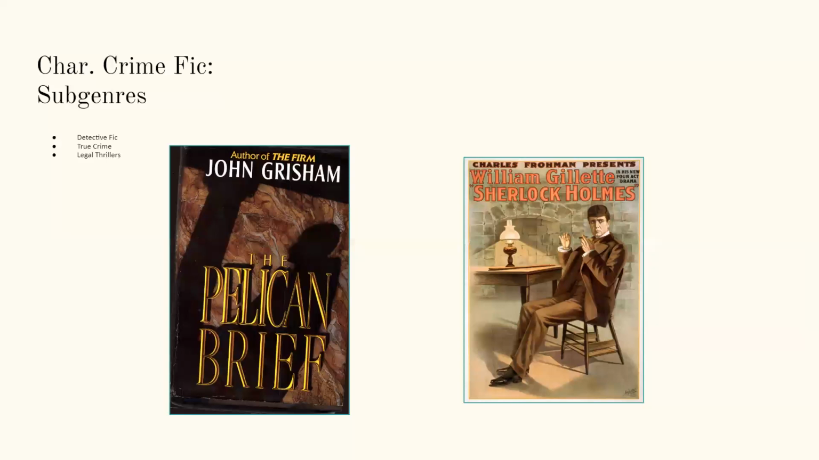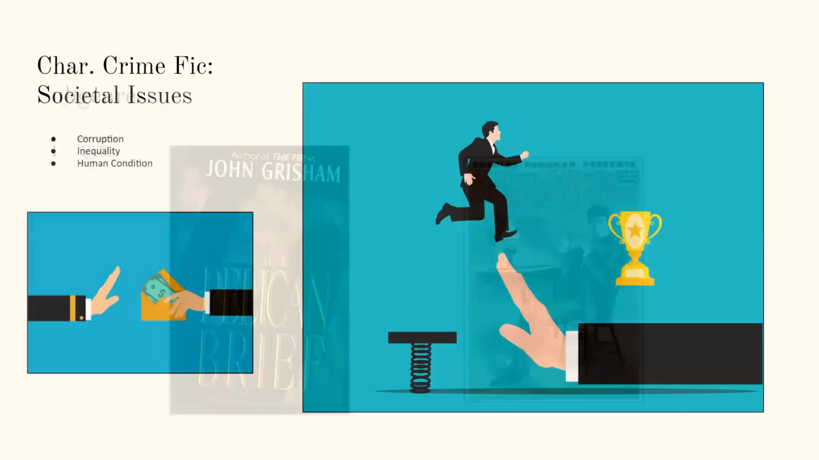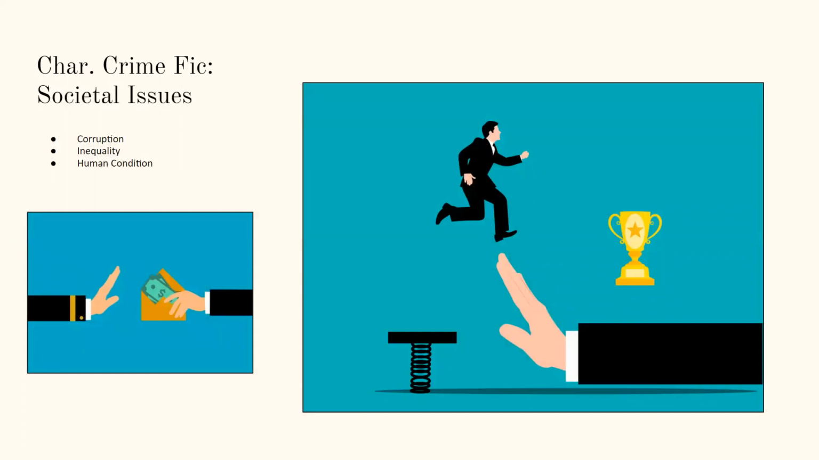The genre may include subgenres such as detective fiction, true crime, legal thrillers. Crime fiction can be further characterized by its focus on the elements of mystery, suspense, and tension. So it's melding those genres and more, as well as its use of plot twists and again, red herrings to keep the reader engaged and guessing. The genre also frequently explores societal issues such as corruption, inequality, and the human condition.